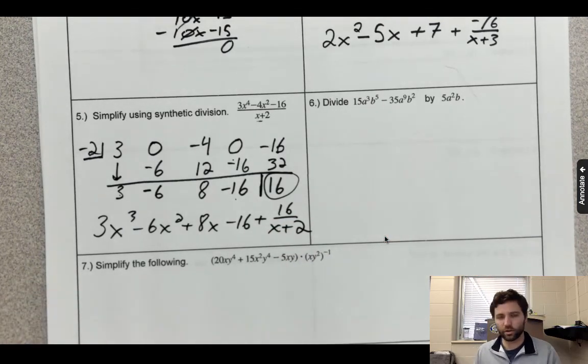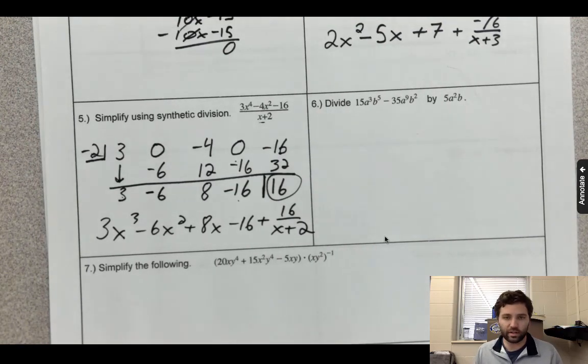Okay, I think we'll call that good for part 1 of this lesson. Part 2, we will knock out 6 and 7.